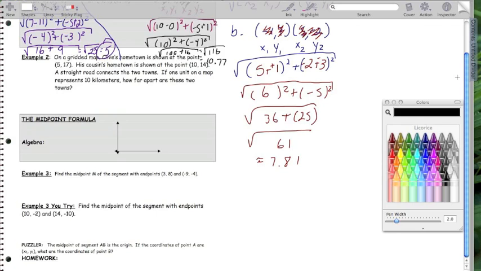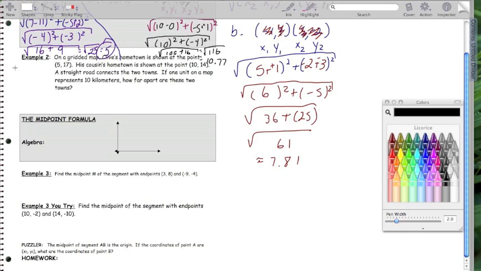Example 2 says, on a gridded map, Clive's hometown is shown at the point (5, 17). His cousin's hometown is shown at the point (10, 14). The straight road connects the two towns. If one unit on a map represents 10 kilometers, how far apart are these two towns? So he wants to know exactly how far apart he is from his cousin's hometown.